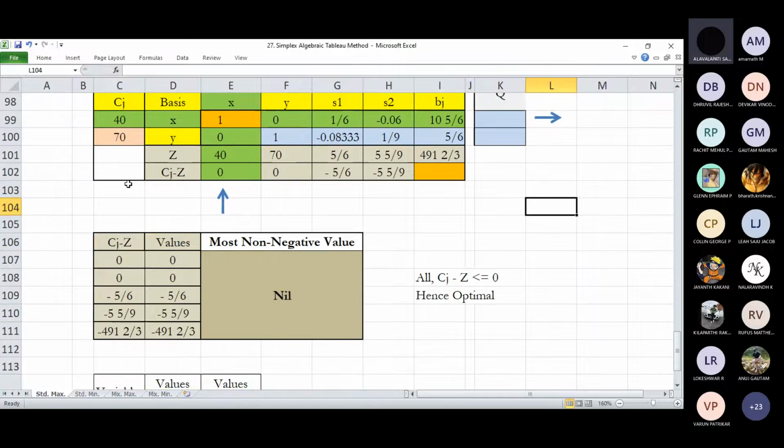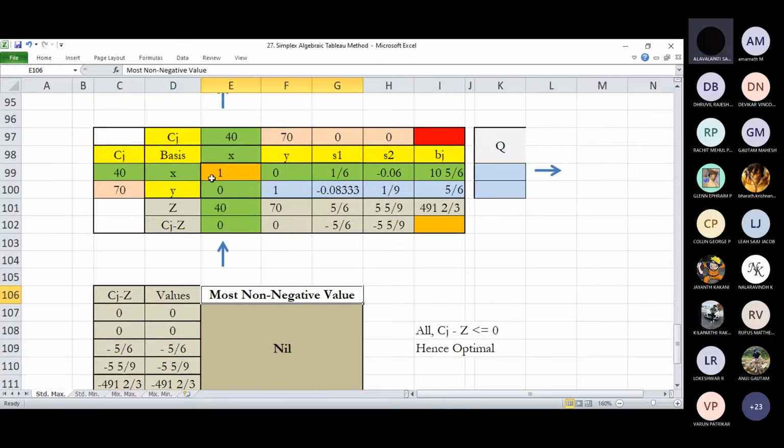All right, so in this case, you can see all the values are less than or equal to 0. So all are negative, and some of them are equal to 0, which means we don't have any positive value. Hence, the iteration gets stopped. So do you understand? Now we have reached an optimal solution.